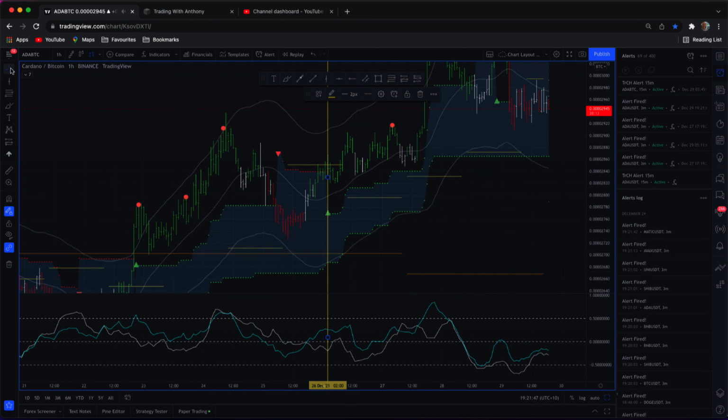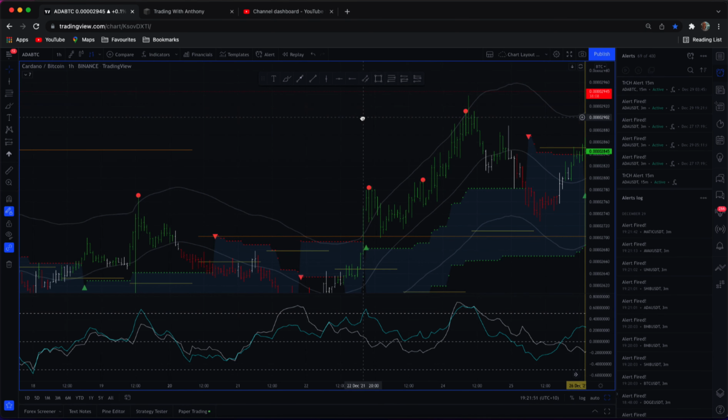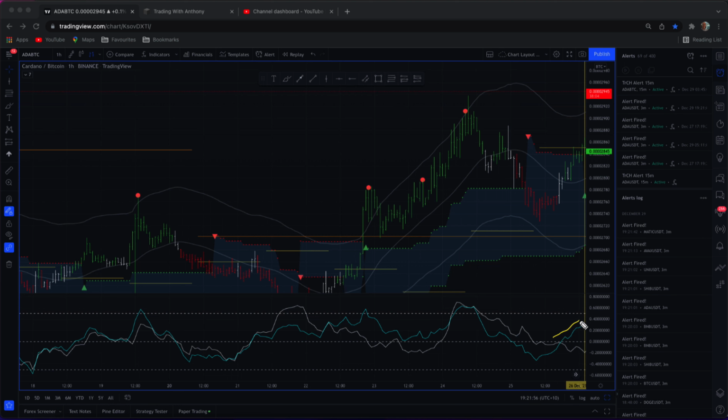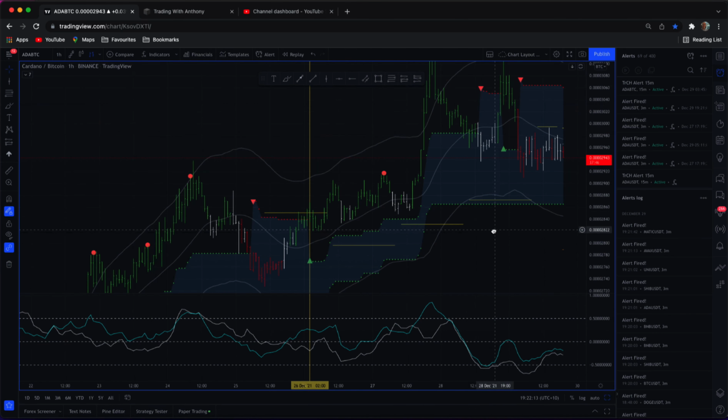Okay, so just quickly, let's just find an example. We've got a break out of the cloud here. Why is that a trade? See how this is trending up here and this one's losing steam? That's your trade. You take it. More on this later. That would have been a nice outcome.